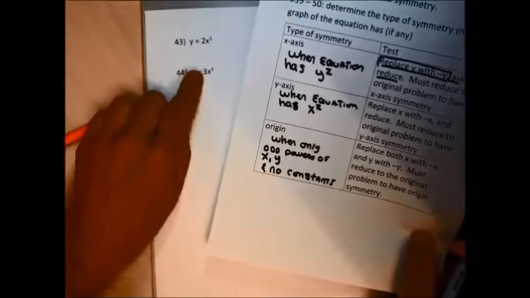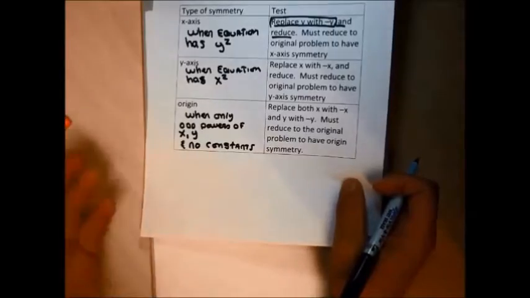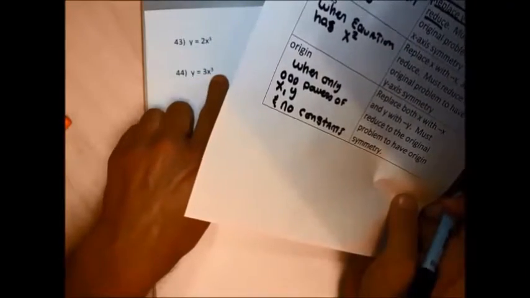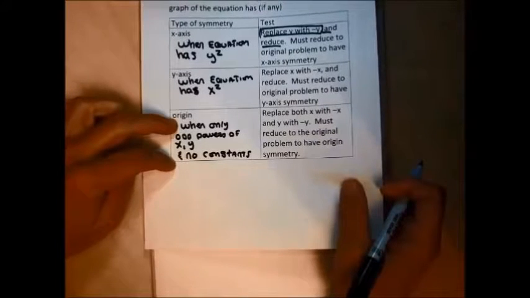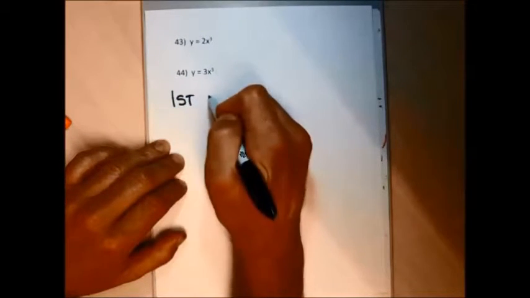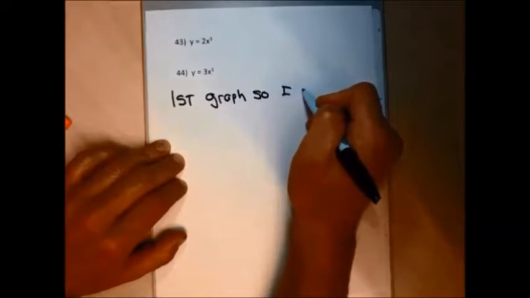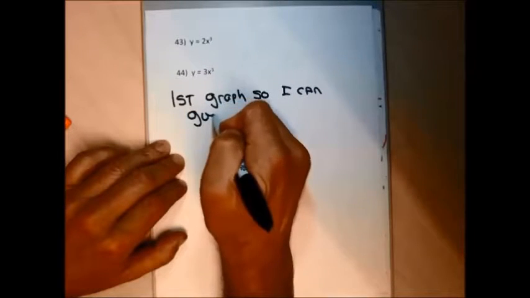When I look at problem 44, the y has an odd power, the x has an odd power, and there's no numbers like a plus 7, it's not like y equals 3x cubed plus 7. I would guess when there's only odd powers of x and y and no constants, that it probably has origin symmetry, and I'm going to try to see if it has origin symmetry. So I don't need to do any algebra to solve it for y. So first, I'm going to graph so I can guess at the symmetry.